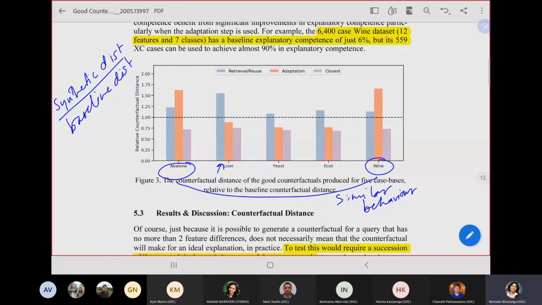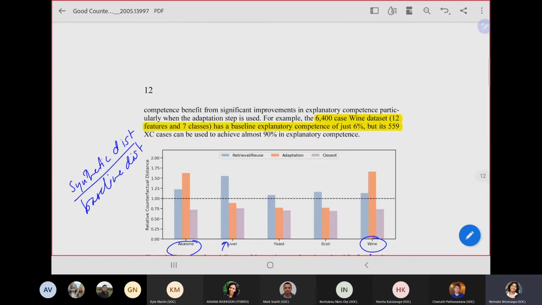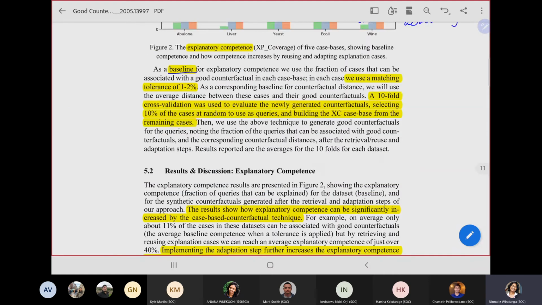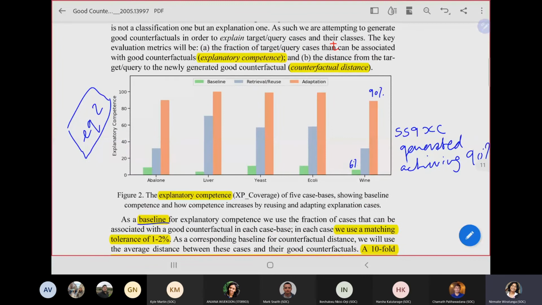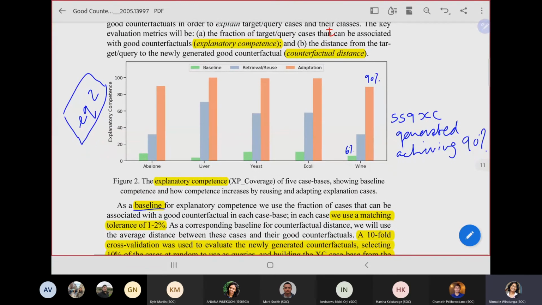So to a little extent, I feel that this second one is a proxy method. Ideally, you want users to tell you whether the counterfactual explanation cases generated were good or bad. But in the absence of users, that's the best they could do.